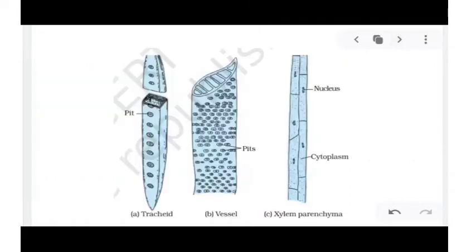Now come to this particular big diagram. See this? These are the pits in the xylem tracheids, xylem vessels and xylem parenchyma. These are the types of cells. The nucleus is also present. See, this is all the nucleus is also present. The pits means some pores or hole-like structures are there. In the tracheids also the holes are present in the xylem complex tissue.